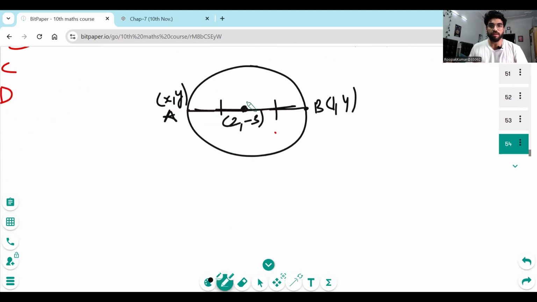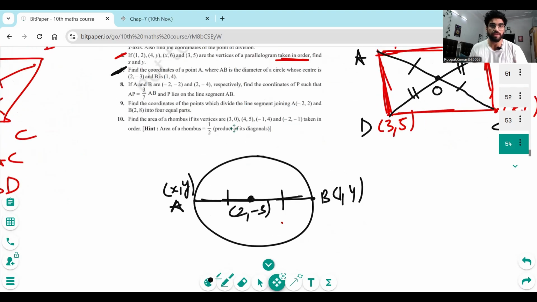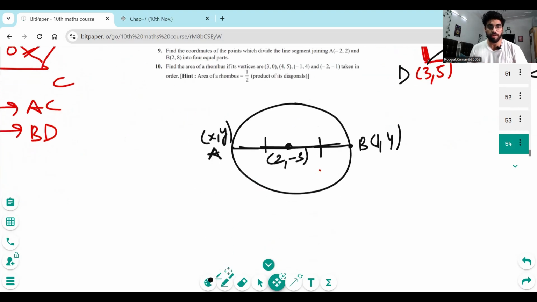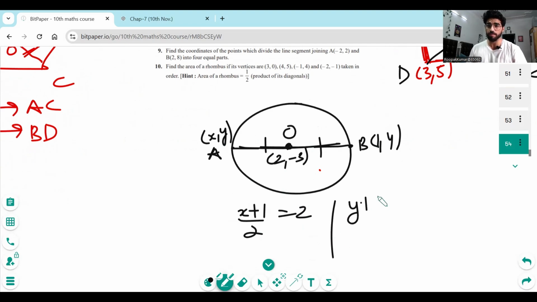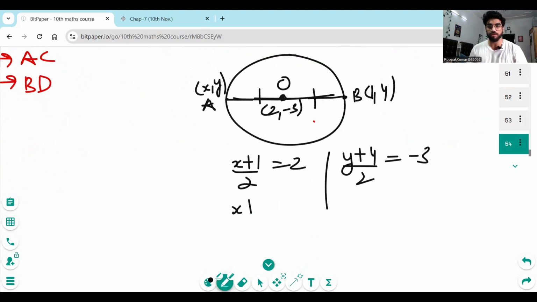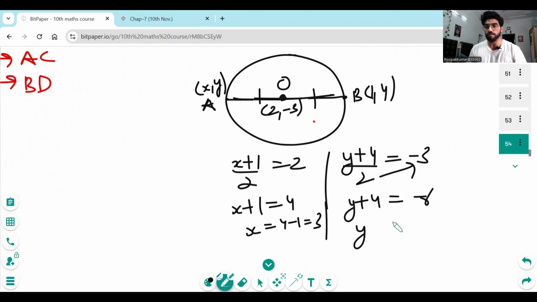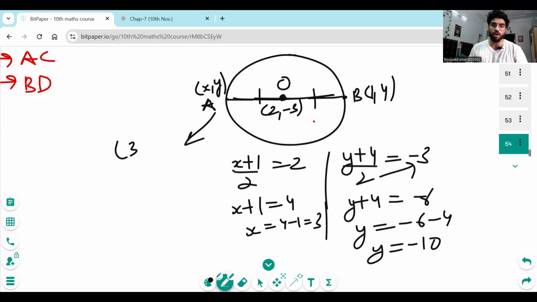Let's say the center is O. O is the midpoint of this, because this is the radius and radius. So we can have (x plus 1)/2 is equal to 2, by the midpoint formula. And (y1 plus y2)/2 is equal to minus 3. So we'll get x plus 1 is equal to 4. So x will be 4 minus 1, which is 3. So that is the value of x. y plus 4 is equal to minus 6, cross multiply. So y will be minus 6 minus 4, which is minus 10. So the coordinates of this point will be (3, minus 10).